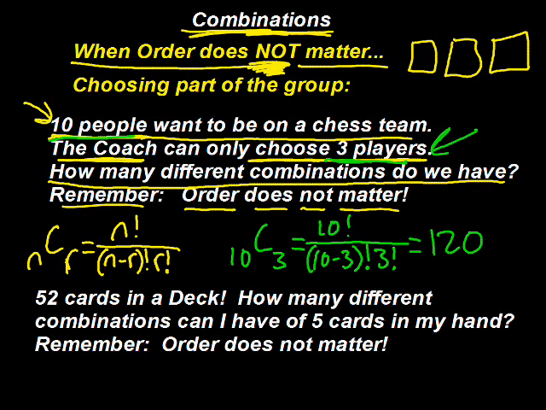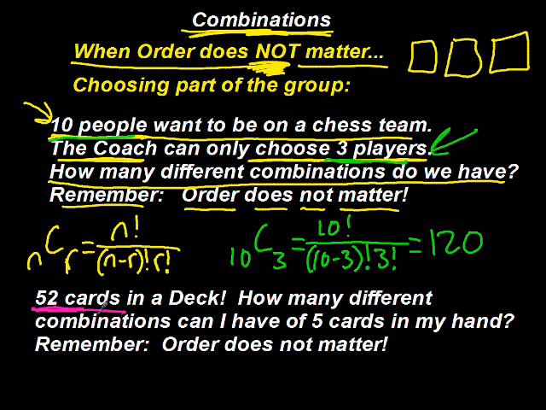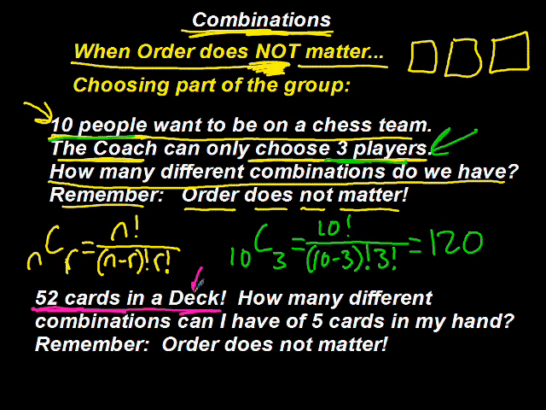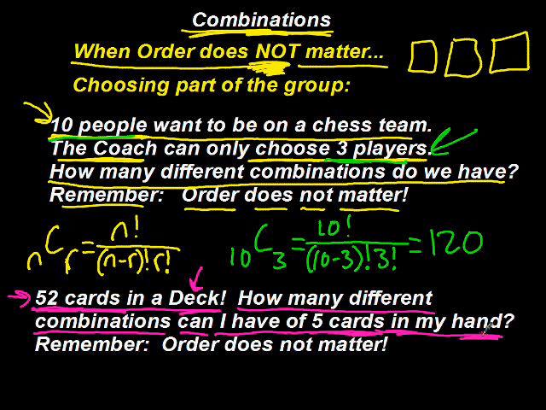Let's say that we're talking about 52 cards in a deck. You know, playing poker. You guys ever play poker with a deck of 52 cards? Well, how many different combinations can I have of 5 cards? You give me 5 cards, I have 5 cards. It doesn't matter what order they're in, I just have 5 cards. How many different types of 5 cards could I have? Well, let's decide what we have. We have 52 cards, and we're going to choose 5.